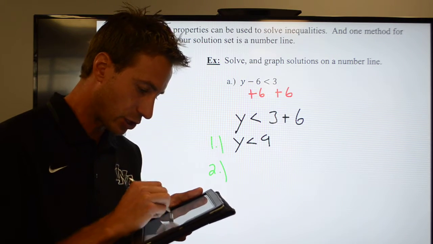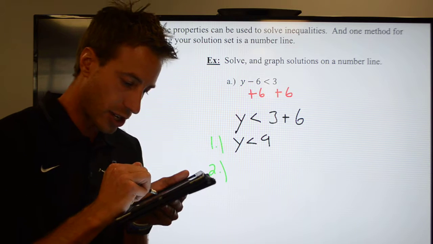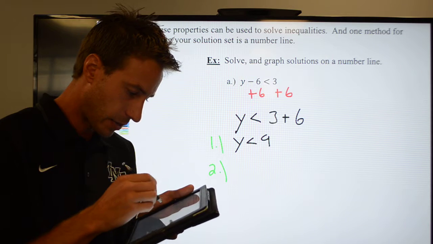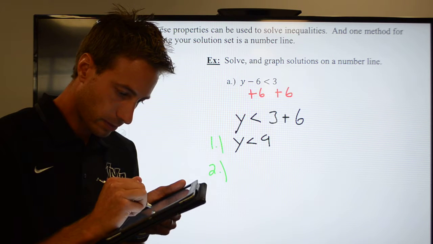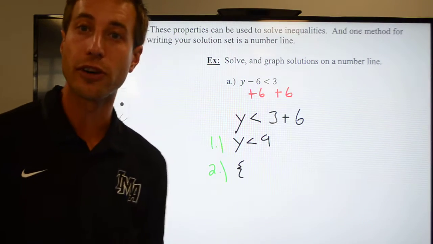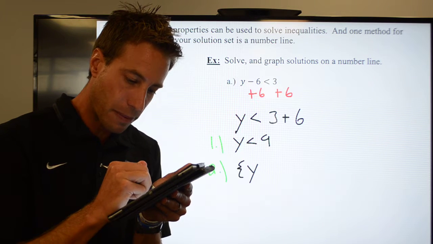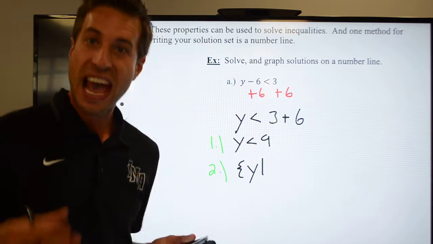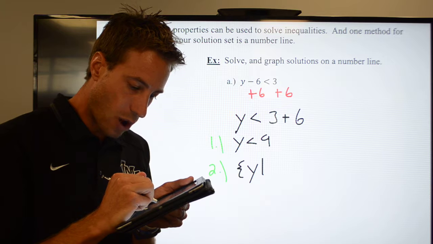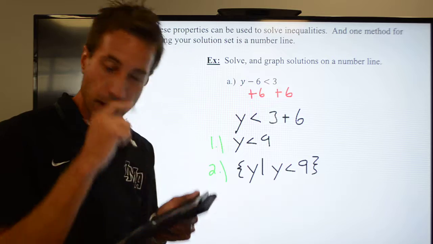The second way of writing the solution is set builder notation. Remember, this is the one with the braces on each end. So let me go ahead and throw my first brace. There we go. Then I need to tell you what the variable is. In this case, my variable is y, so it's going to be all y's. Remember, the bar means such that, and then I rewrite my inequality. All values of y such that y is less than 9, close the braces.